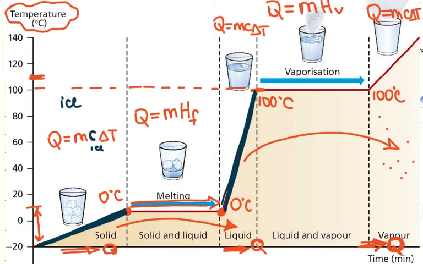If we raise the temperature of water, we use the specific heat of water. And if we raise the temperature of steam, we use the specific heat of steam. So let's look at some examples where we're going from one state to another, and which formulas we use to solve the problems.